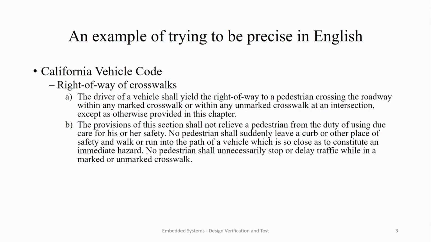If those exceptions, which will be stated later, do not hold, then the pedestrian should be allowed to cross the road at the junction. The provisions of this section shall not relieve a pedestrian from the duty of using due care for his or her safety. Although the vehicle will allow, this does not relieve the pedestrian's duty. So, he can't just close his eyes and cross an intersection.